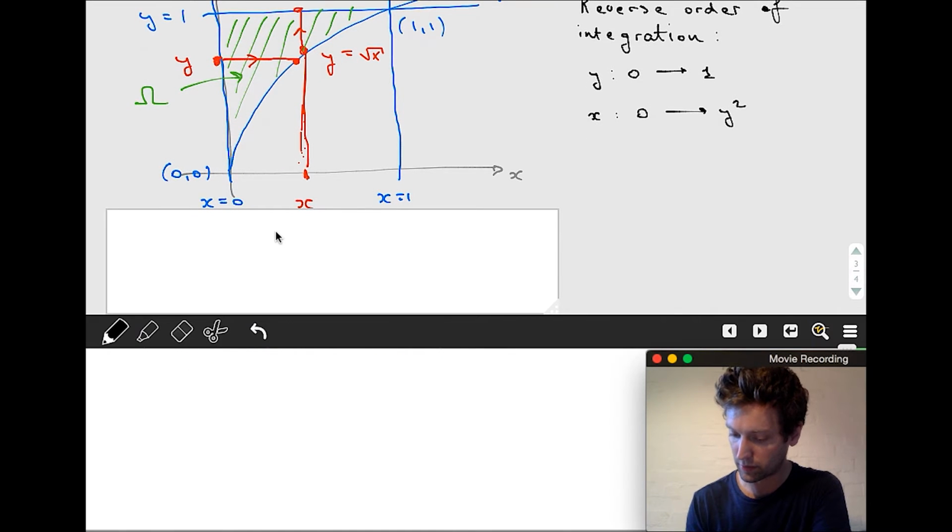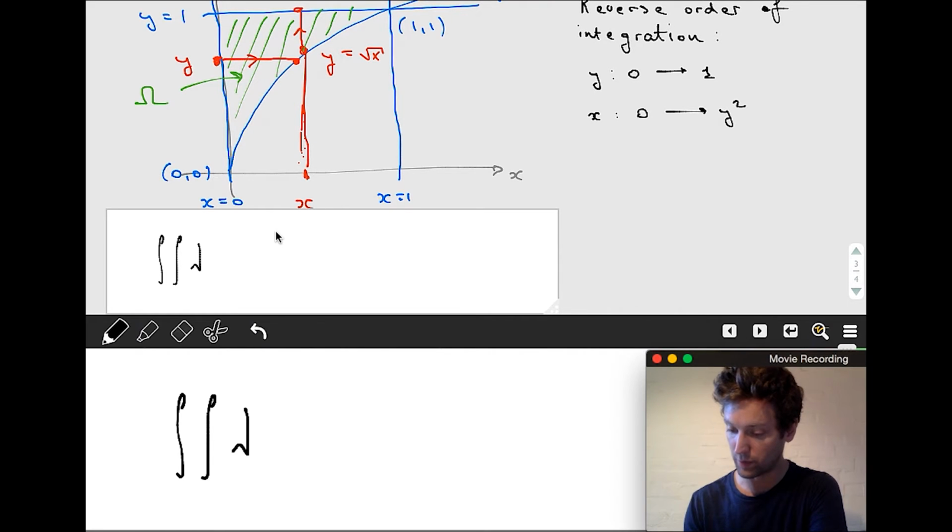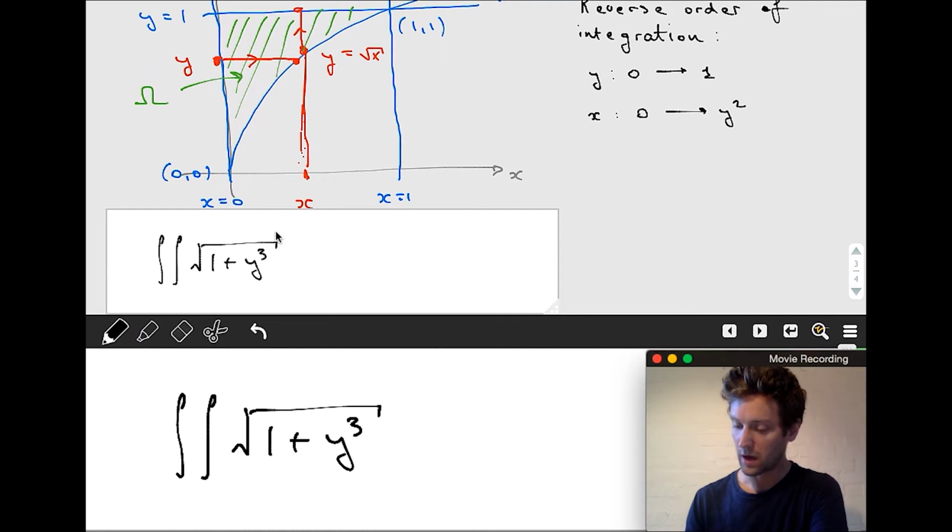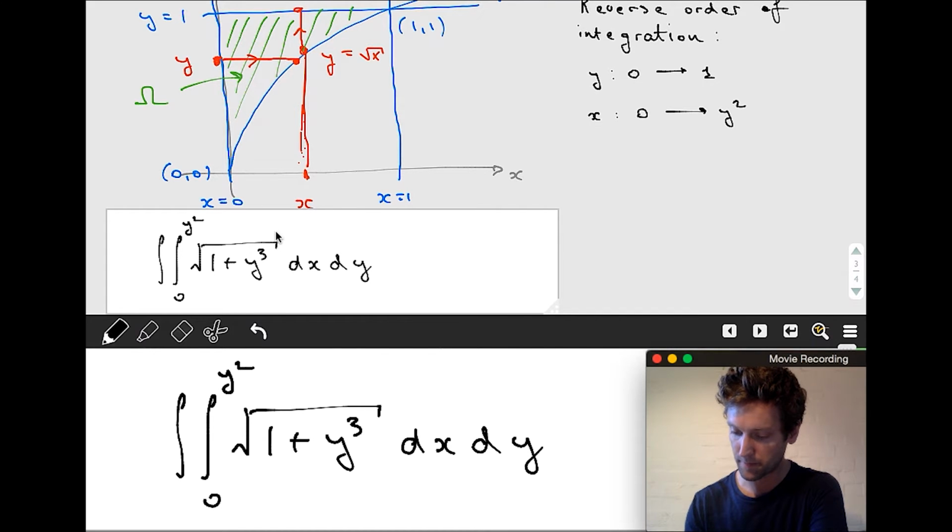So our integral will be, integrand doesn't change, of course, so we have square root of 1 plus y cubed, that stays there. I'm reversing the order, so the x integral is going to be done first, followed by the y integral. And I've got to match up my limits of integration. So the inner limits of integration correspond to the x integral, so that goes from 0 to y squared. And the outer limits of integration correspond to the y integral, so that's going to go from 0 to 1.